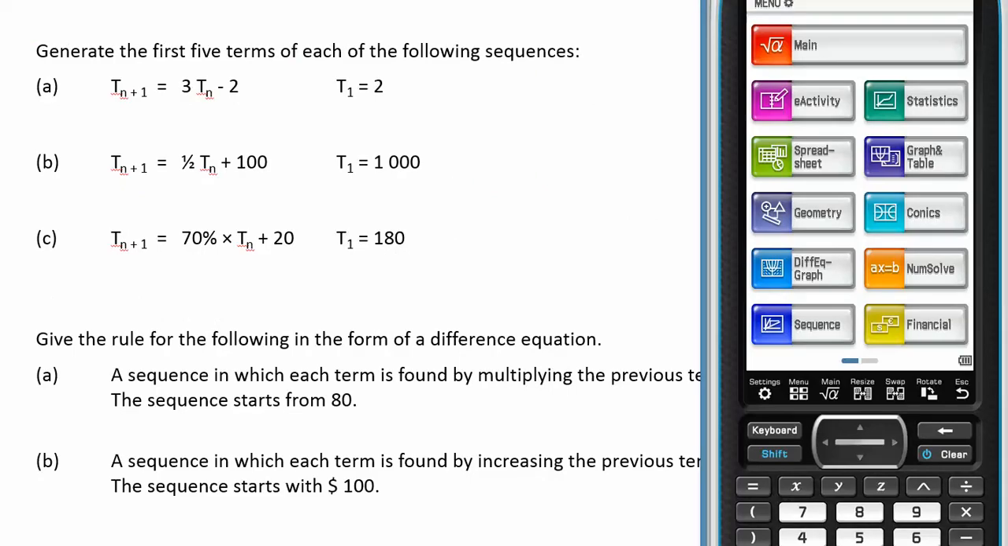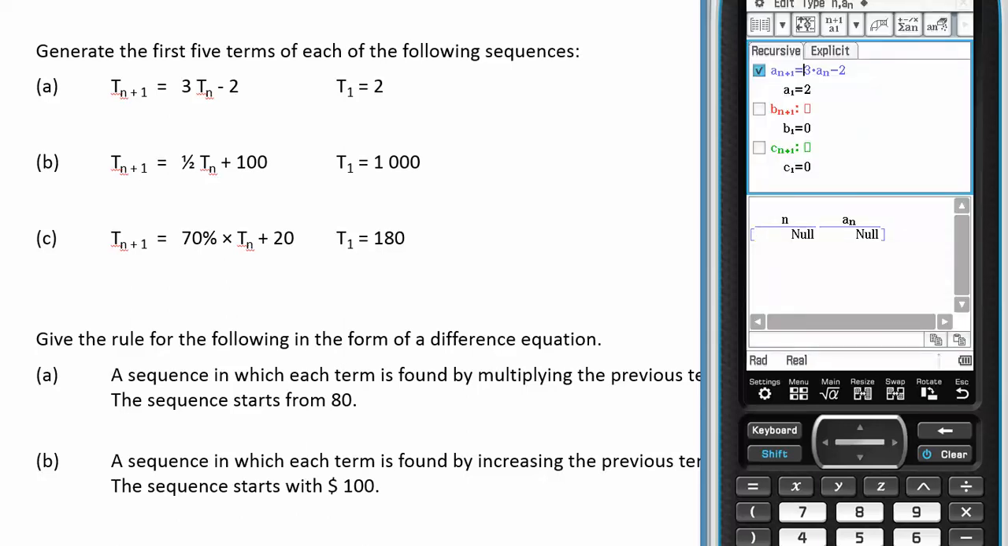Your graphics calculator proves to be an extremely handy tool when you're dealing with first order difference or recurrence equations. We go to sequence and we select recursive. Now, as mentioned before, we can select the n plus 1, A1, or n plus 1, A0 option. I've chosen the n plus 1 and 1 option. 3 times an, take 2. First term is 2, so 3 times the previous, take 2, starting from 2.